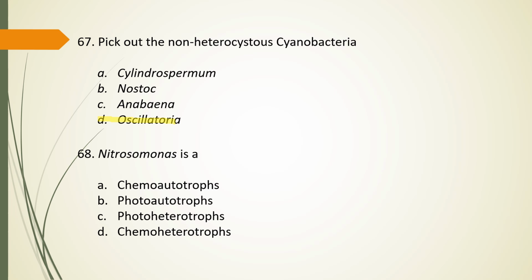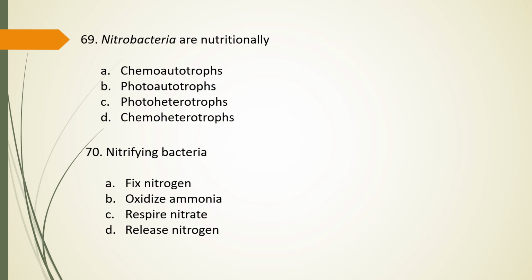Question number 68. Nitrosomonas is here. Option A chemoautotroph, B photoautotroph, C photoheterotroph, D chemoheterotroph. The correct answer is option A chemoautotroph. A chemoautotroph is an organism that gets energy through chemosynthesis, which is the process of converting carbon molecules and nutrients into organic matter using energy from chemical reactions.